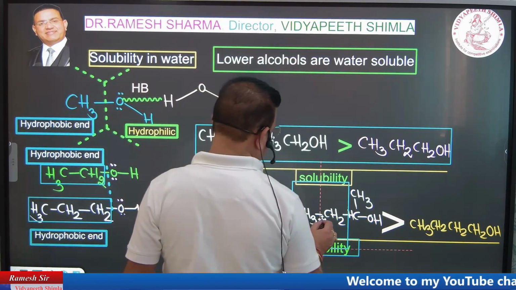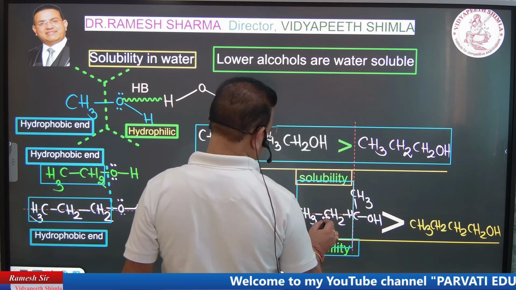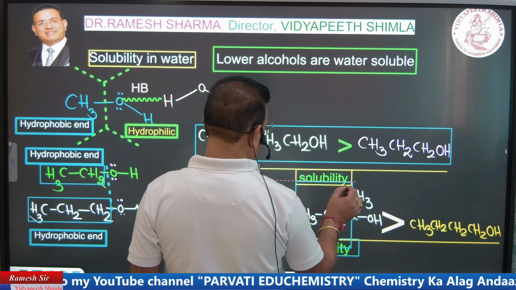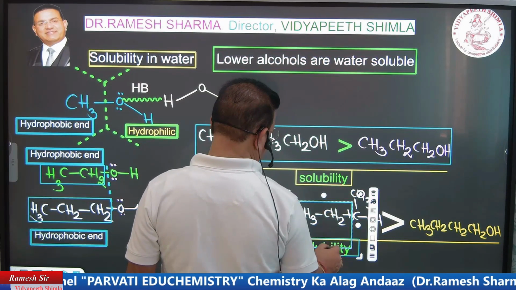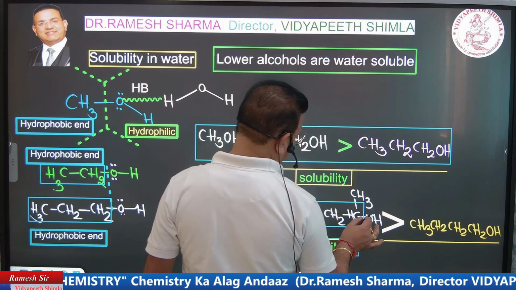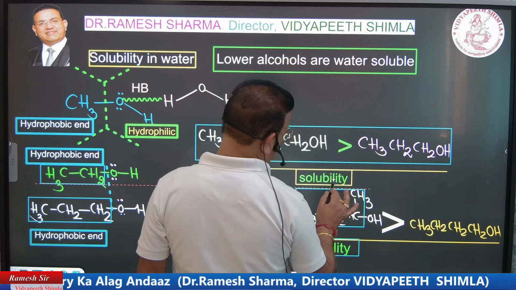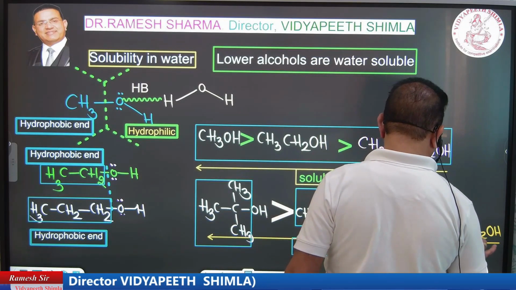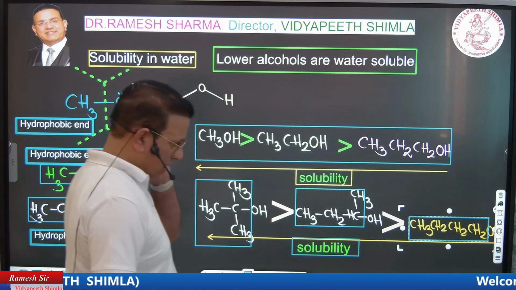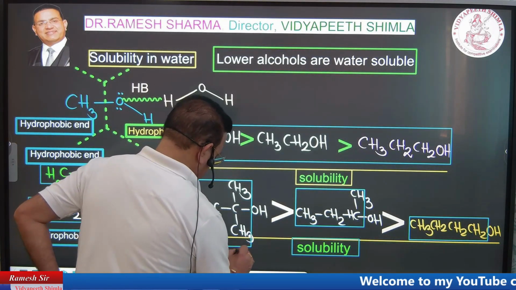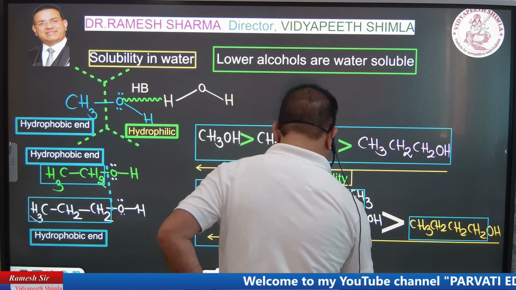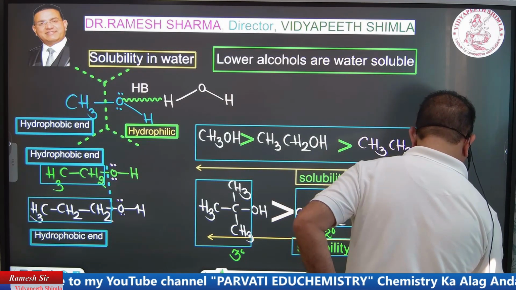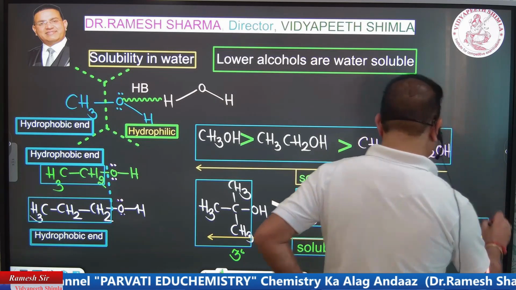But if it is secondary alcohol, then the surface area increases. And hence, in that case, the van der Waals force will be more, so solubility will be less, dominance of hydrophobic end will be more, and hence I should say the decreasing order of solubility is tertiary alcohol, secondary alcohol and primary alcohol.